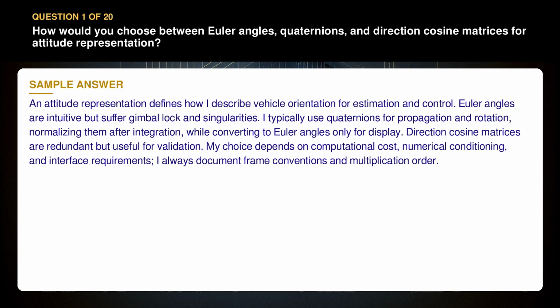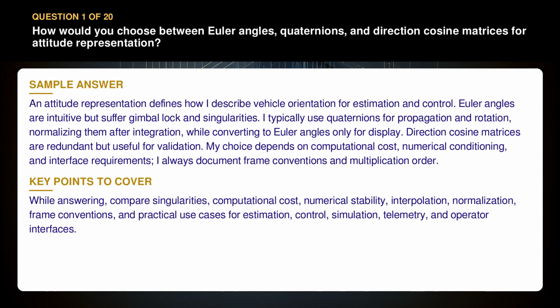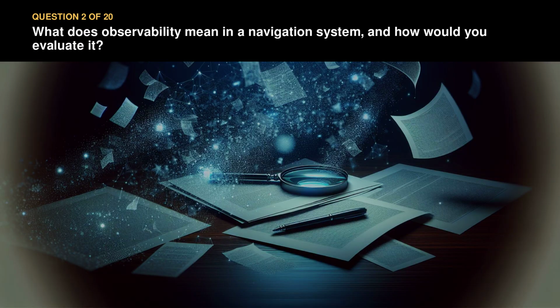Direction cosine matrices are redundant but useful for validation. My choice depends on computational cost, numerical conditioning, and interface requirements. I always document frame conventions and multiplication order. While answering, compare singularities, computational cost, numerical stability, interpolation, normalization, frame conventions, and practical use cases for estimation, control, simulation, telemetry, and operator interfaces.